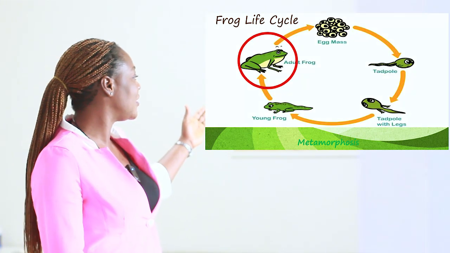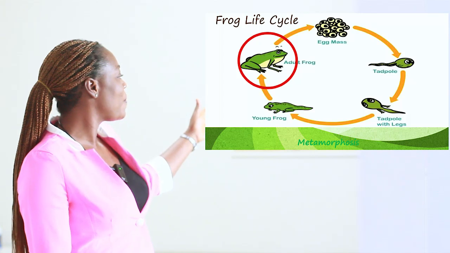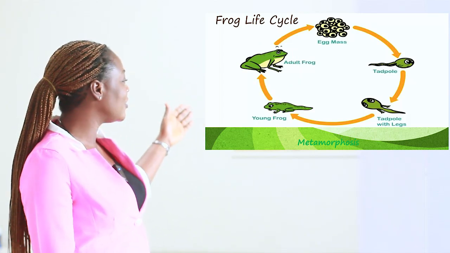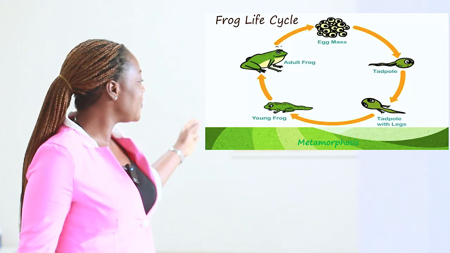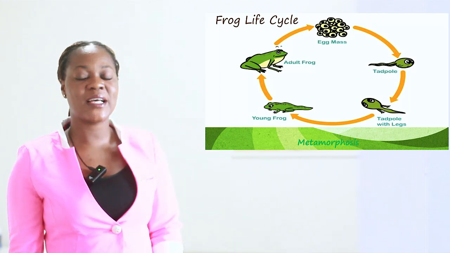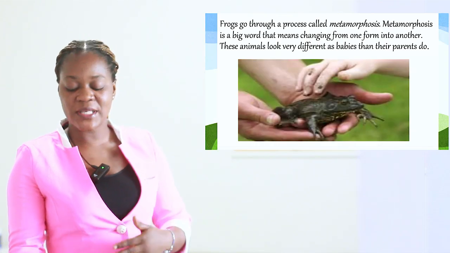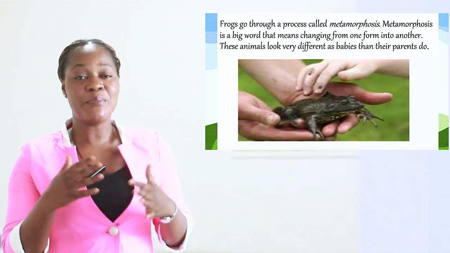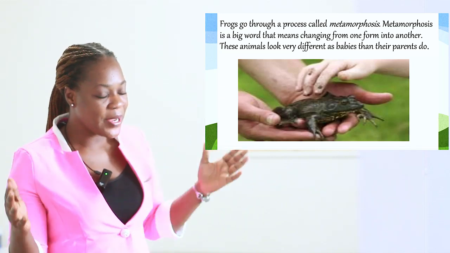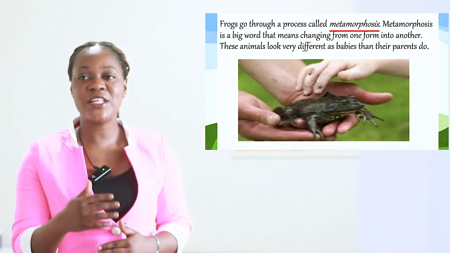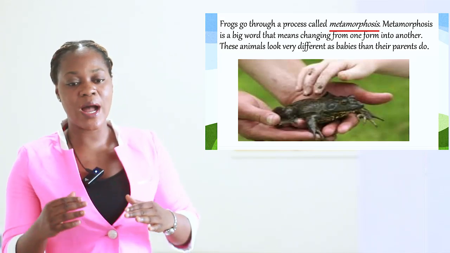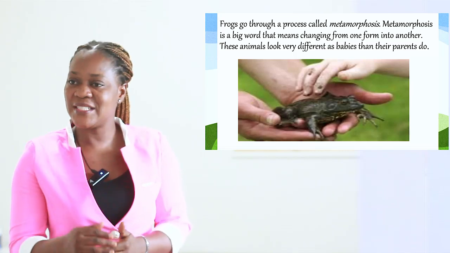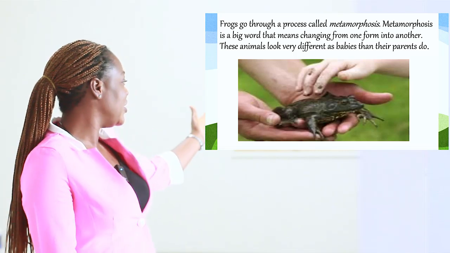Can you see the differences? From egg to tadpole, you can see the image is different from froglet to adult frog. This process is called metamorphosis. Metamorphosis is a big word. It means changing from one form into another. These animals look very different as babies than their parents do. You can see the image.